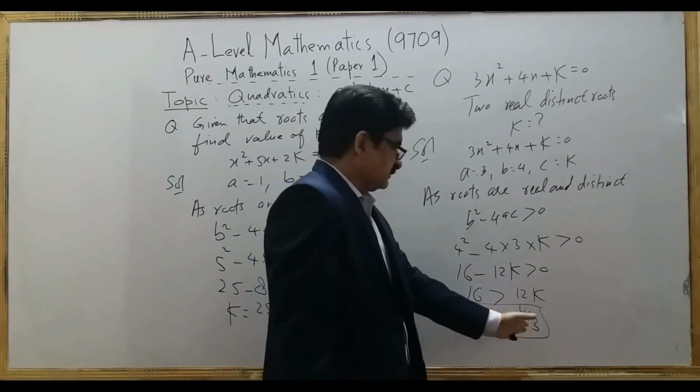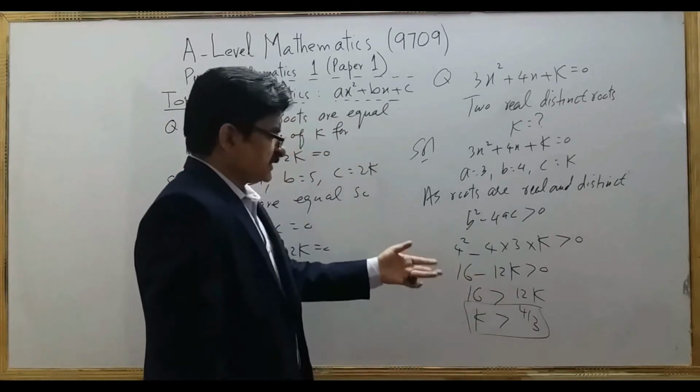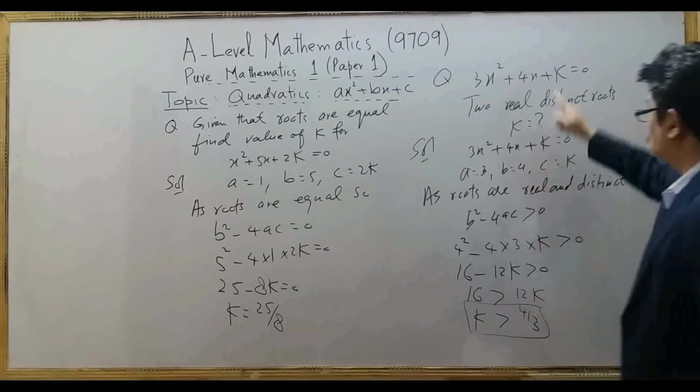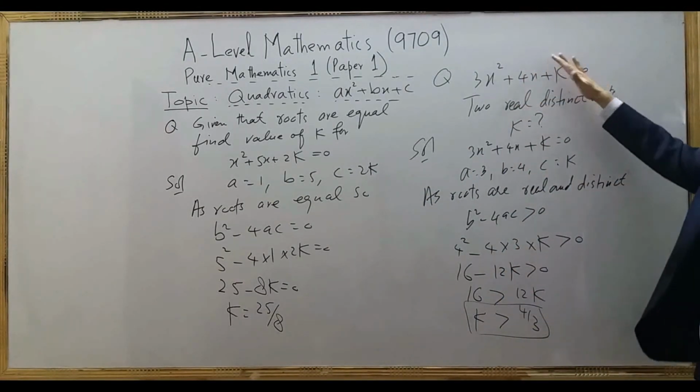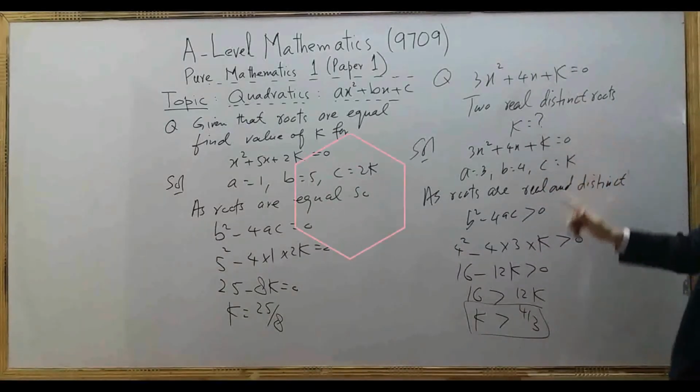Understand that 4 over 3 means 1 point something. So you can take 2, 3, 4, 5, 6, and so on. If you put any value of k in this range into this equation, you get one equation, and when you solve it, you will get two roots, two real and distinct solutions of this quadratic equation.